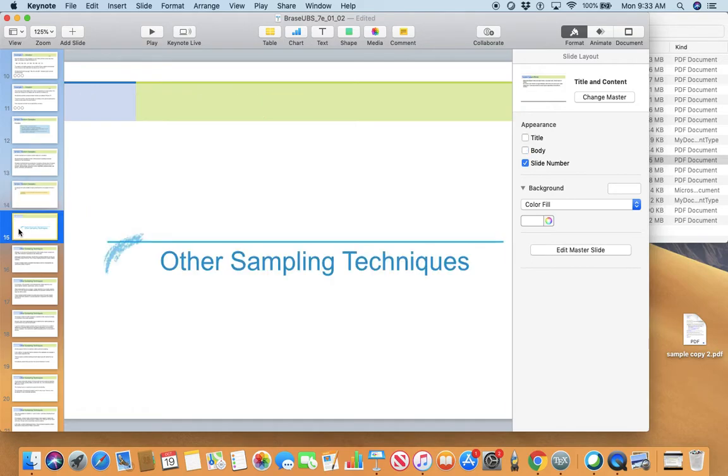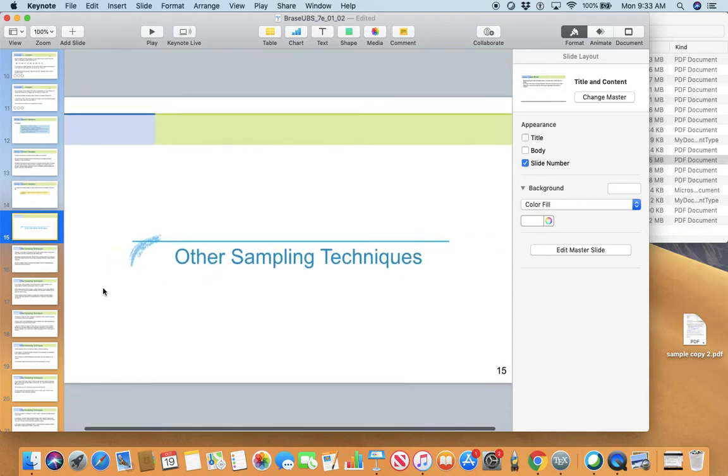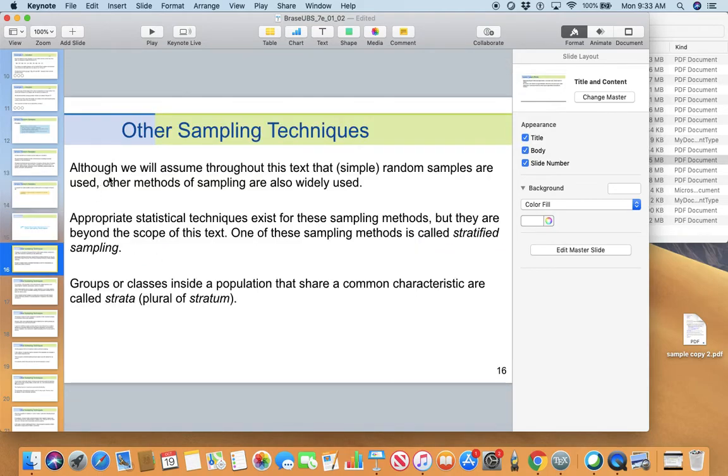Other sampling techniques. Although we will assume throughout this text that simple random samples are used, other methods of sampling are also widely used. So, this is an important point. Throughout this textbook, we are going to assume we are using simple random samples. Regardless, appropriate statistical techniques exist for these sampling methods, but they are beyond the scope of this text.